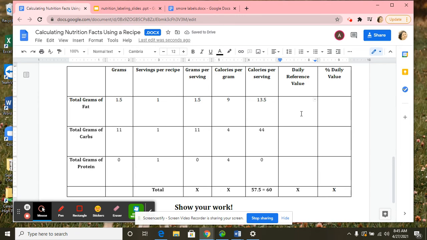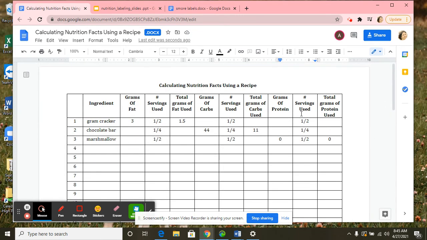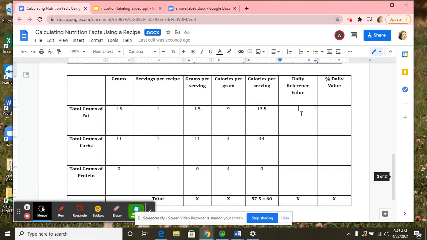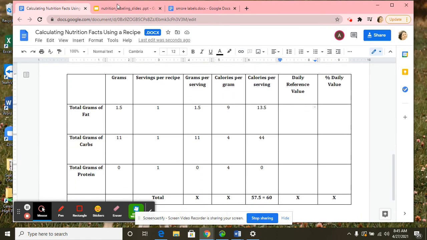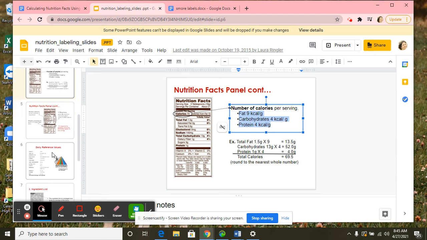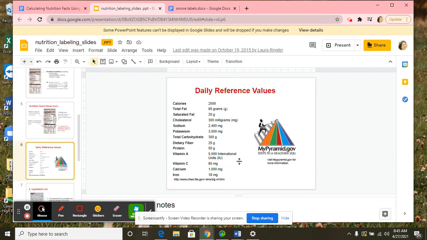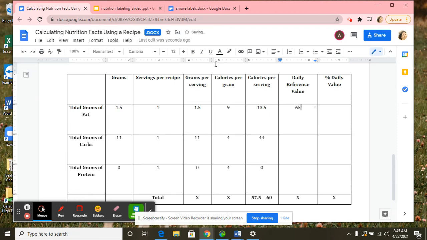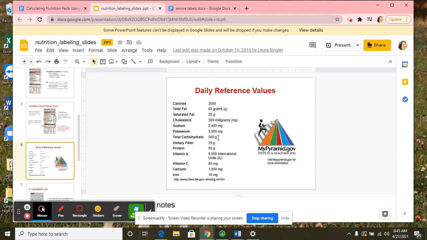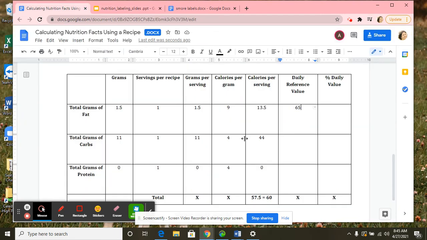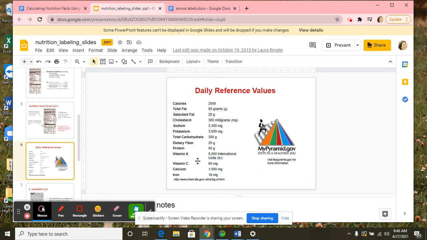Now keep in mind, these aren't actual numbers because I didn't finish filling in that chart. You'll need to make sure to do that. Okay. Your daily reference value. That information, again, comes from the notes from yesterday. Okay, daily reference value. We're focusing on fat, which is 65 grams. So 65 grams for fat. We go back and look at how many grams we can eat for carbs, which is 300. And lastly, protein. Protein is 50 grams.